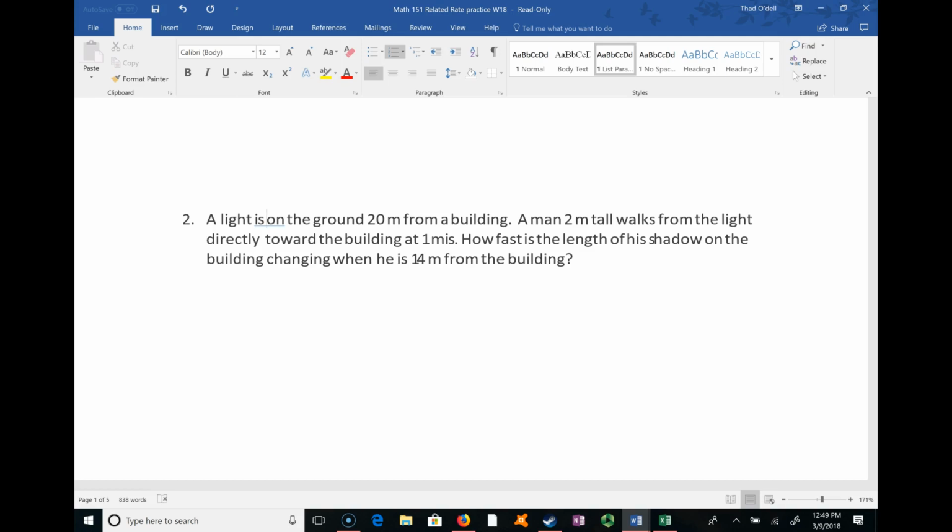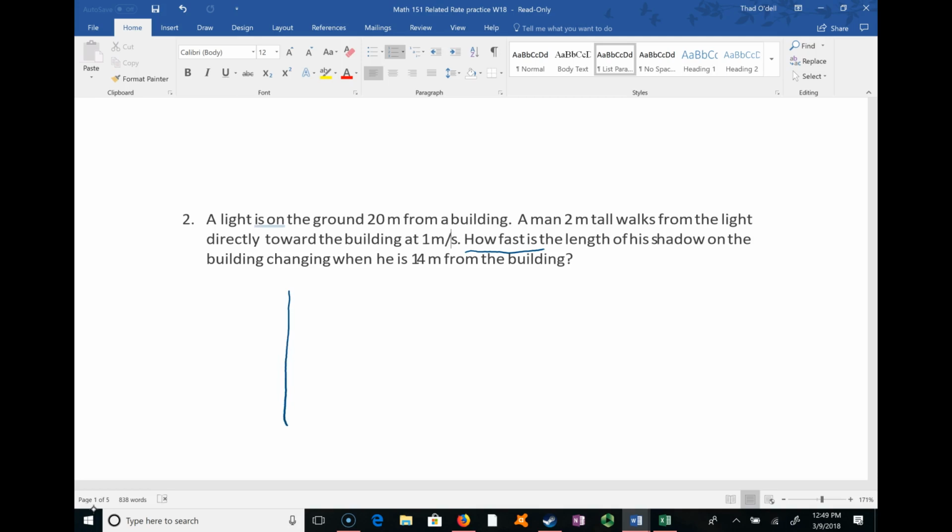As I read through this, it says the light is on the ground 20 meters from a building. So far, no clues. A man 2 meters tall walks from the light directly toward the building at, that's supposed to be meters per second. I forgot, we talked about that in class. That needs to be changed. That should be a slash. Okay. How fast? Ooh, how fast? That right there is a keyword. How fast is the length of his shadow on the building changing when he is 14 meters from the building? Okay.